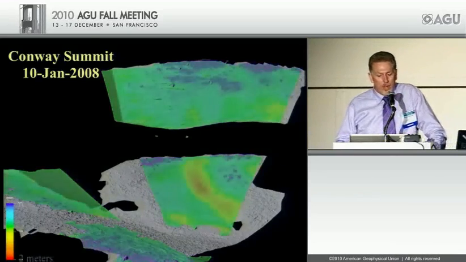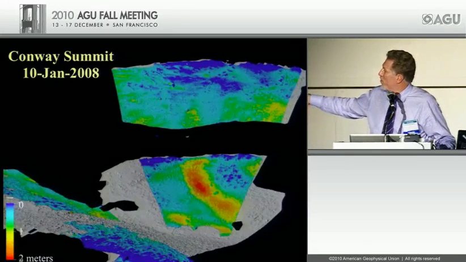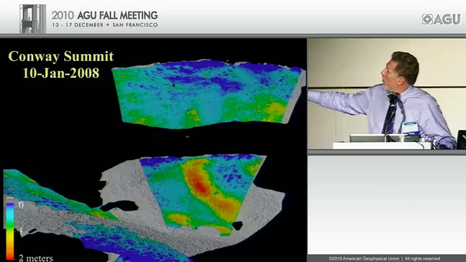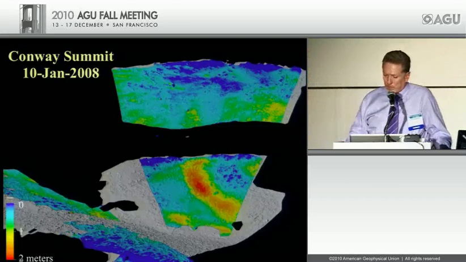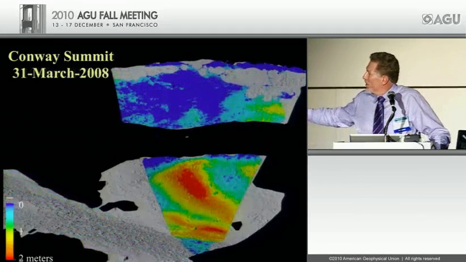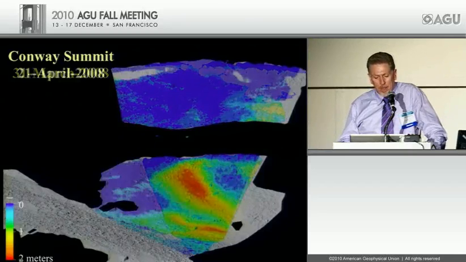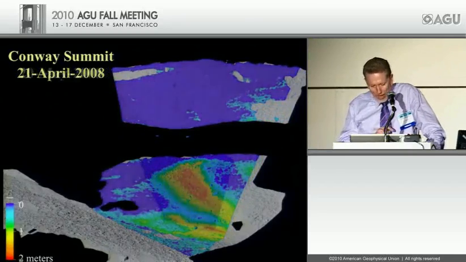Like before, I've been doing a difference plot where blue is very thin snow down to red, which is up to 2 meters worth of snow. So you've got a fairly large snow drift here. You've got snow up here. Then in March, the snowdrift down here expanded, then slowly melted away with time, and then finally in May, there was not much left.